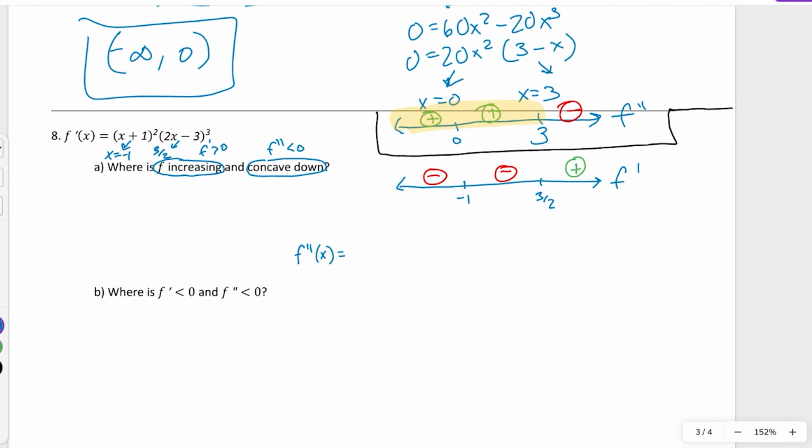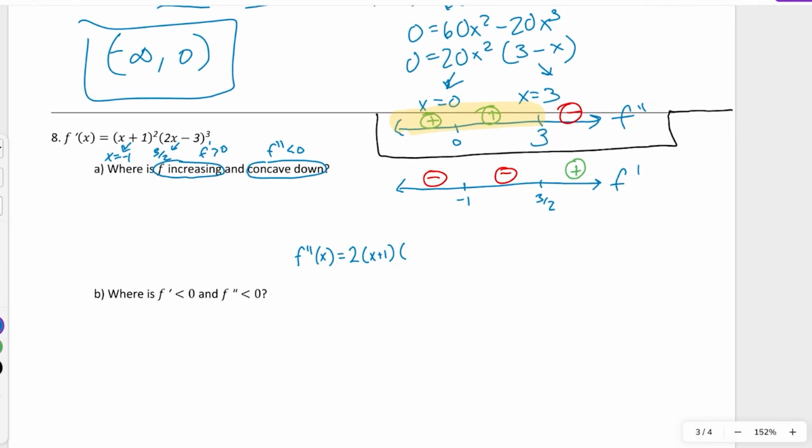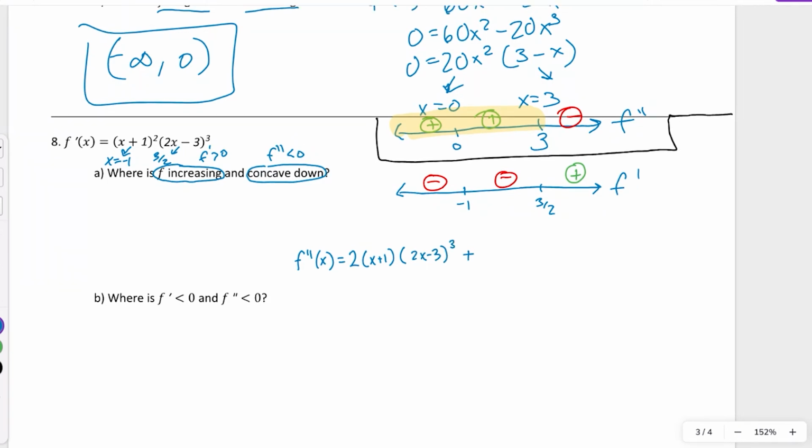So the derivative of x plus 1 squared is going to be 2 times x plus 1. Now, normally I would use chain rule here, but the derivative of x plus 1 is just 1, so I'm not going to write anything, times 2x minus 3 cubed, plus the first expression, x plus 1 squared, times the derivative of the second, so times 3 times 2x minus 3 squared times the derivative of 2x minus 3, which is 2.